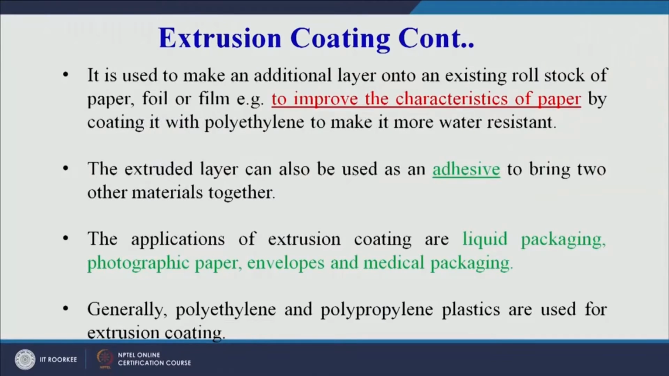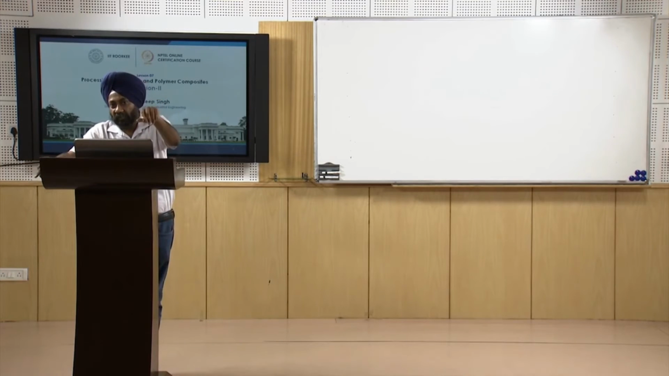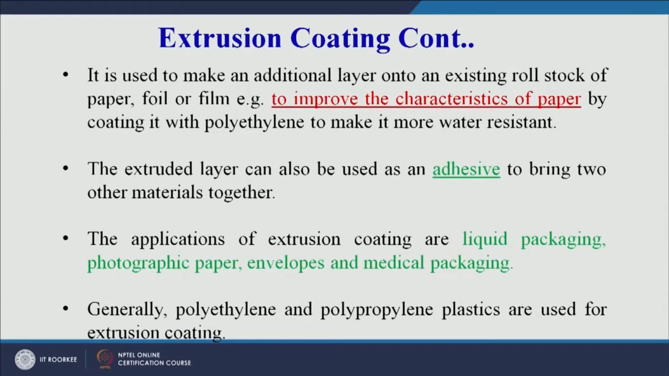Now extrusion coating is used to make an additional layer onto the existing roll stock of paper, foil or film, to improve the characteristics of paper by coating it with polyethylene to make it more water resistant. This is one example given: sometimes you will see paper coated with a thin film of plastic in order to make it water resistant, and that type of product can be made using the extrusion coating technique. The extruded layer can also be used as an adhesive to bring two other materials together.